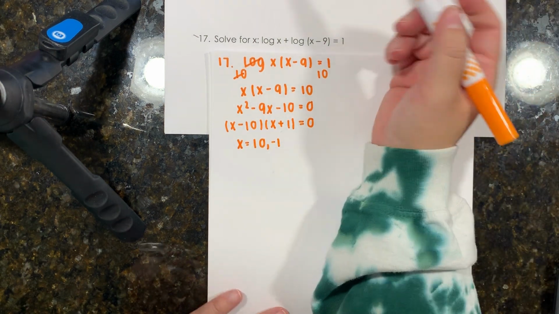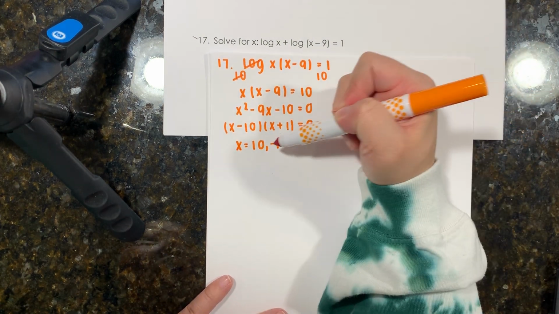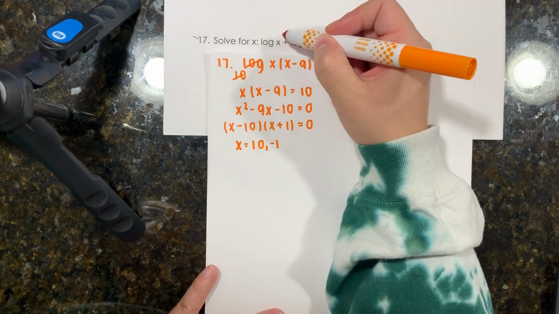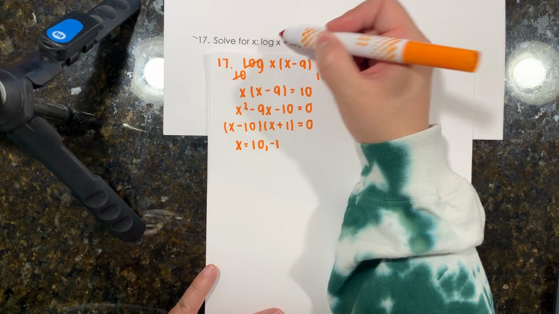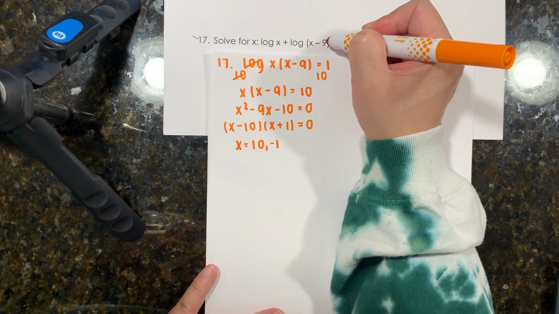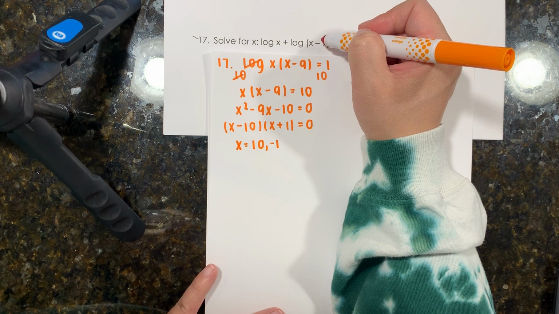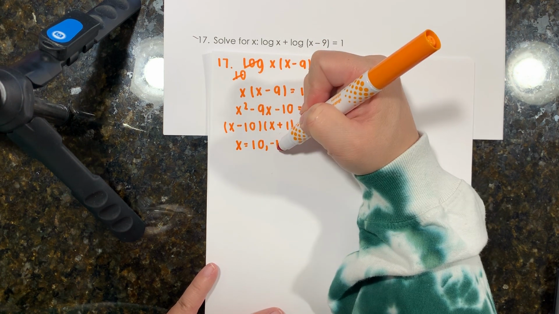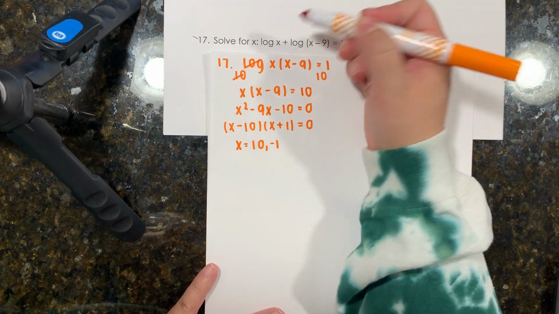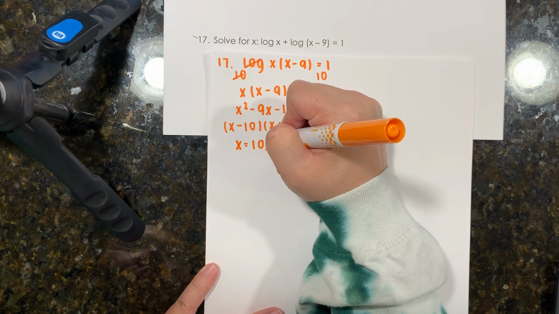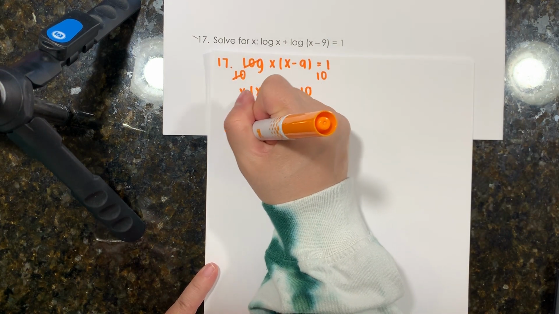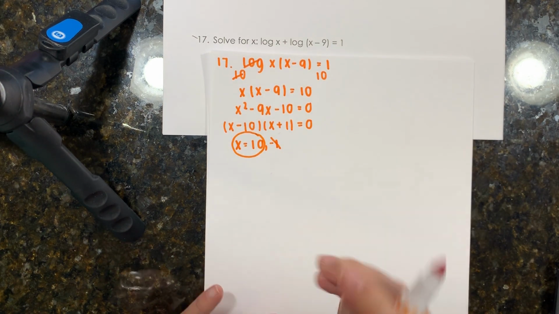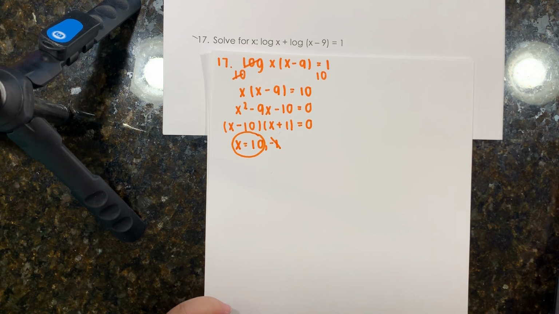But remember that you need to check your answers. So if I plugged in the 10 back into the original, log of 10 is fine. 10 minus 9 is 1, and that's a positive number, so that works. But if I plug in negative 1, you can never take the logarithm of a negative number, so this would not be one of your answers. Your only answer would be 10.